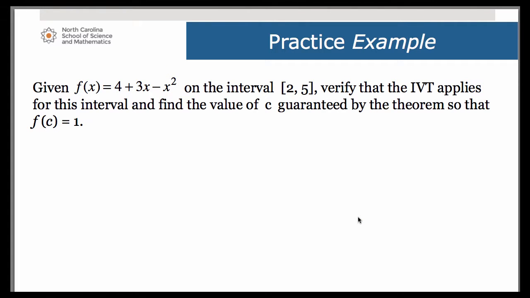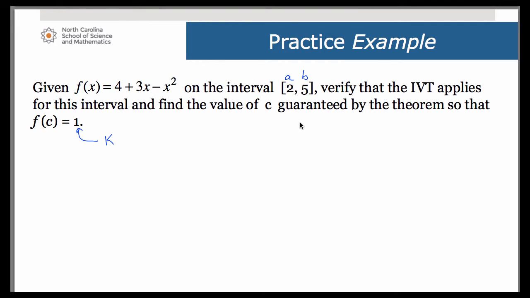Suppose we have the function 4 plus 3x minus x squared on the interval from 2 to 5. We want to verify that the intermediate value theorem applies and find the value of c that is guaranteed by the theorem so that f of c is equal to 1. Now this 1 is our k value. So we are going to have to show that it's in between f of a and f of b. In this case, 2 is our a and 5 is our b. Right? So somewhere along the line we will have to verify that.